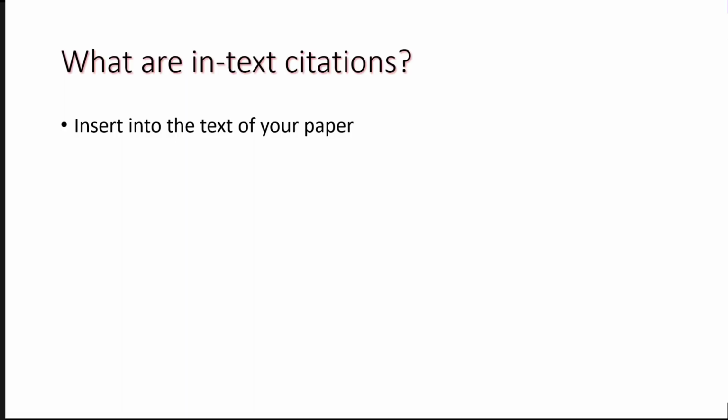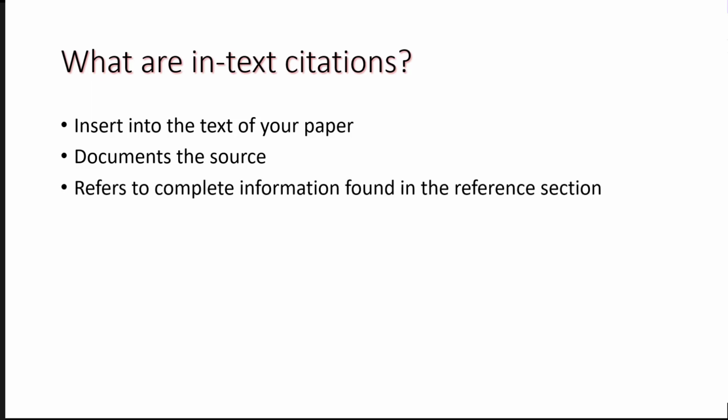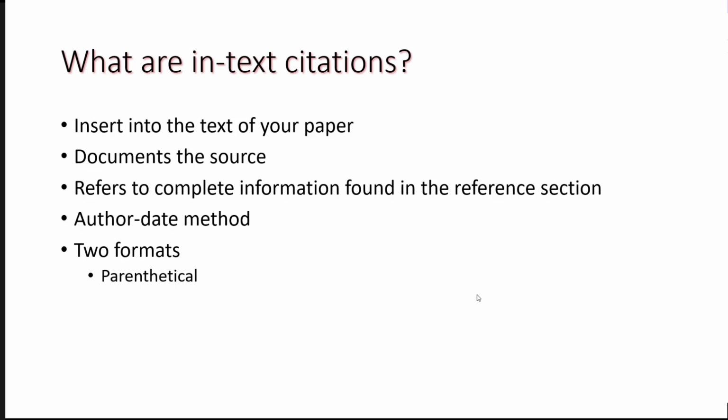In-text citations are inserted into the text of your paper. They document the source of your information, and they refer to the complete information found in the reference section. APA uses the author-date method and can be in two formats: parenthetical and narrative. Now let's take a look at some examples.